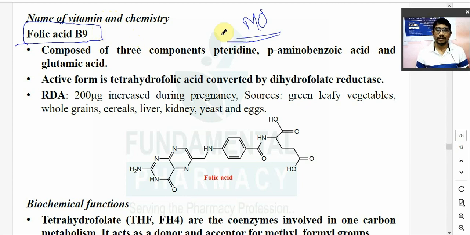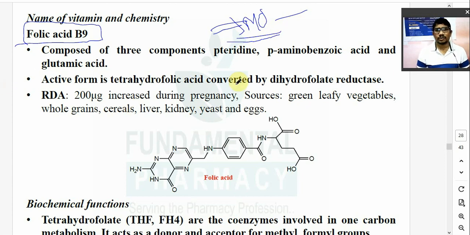So microbial organisms cannot utilize the pre-formed folic acid. That's why they have to synthesize their own folic acid, and that's why sulfur drugs and other drugs selectively affect the microorganism, not the host.